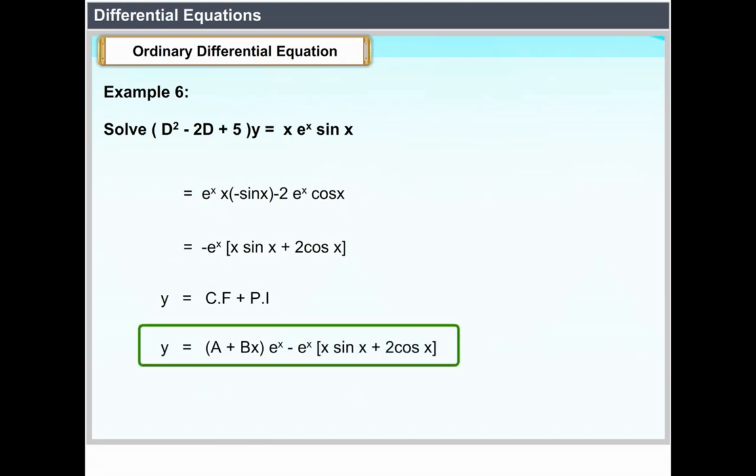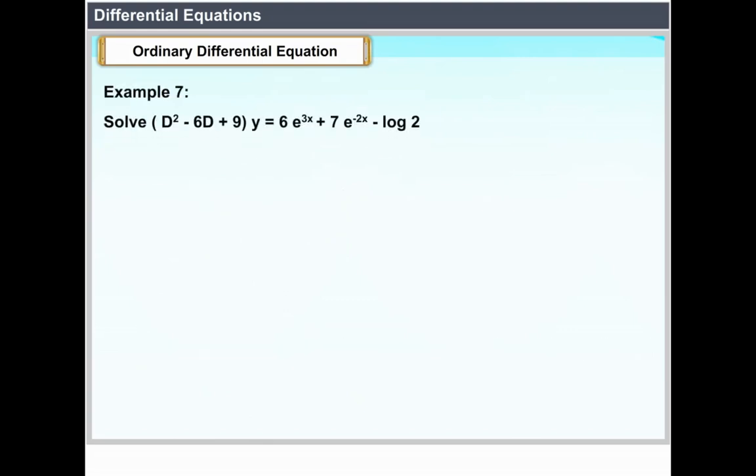Example 7. Solve (D square minus 6D plus 9) into y equal to 6 into e power 3x plus 7 into e power minus 2x minus log 2.